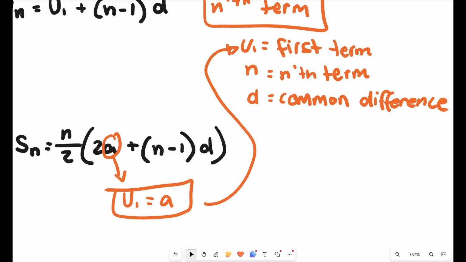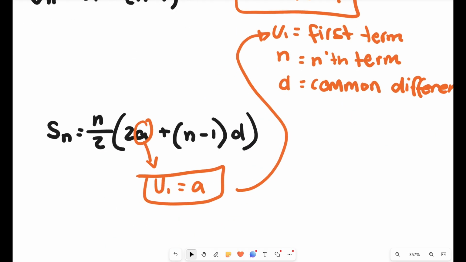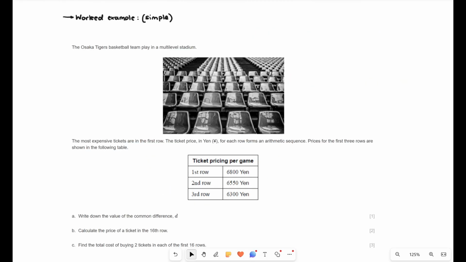So I would do the exact same thing. Write out your different values. So n, A or U1, and d. And then just input them the exact same way into the formula. I would recommend doing this all on your calculator. Make sure you do not forget these brackets and these brackets. They're super important because your answer will change depending on whether you've put the brackets correctly or not.